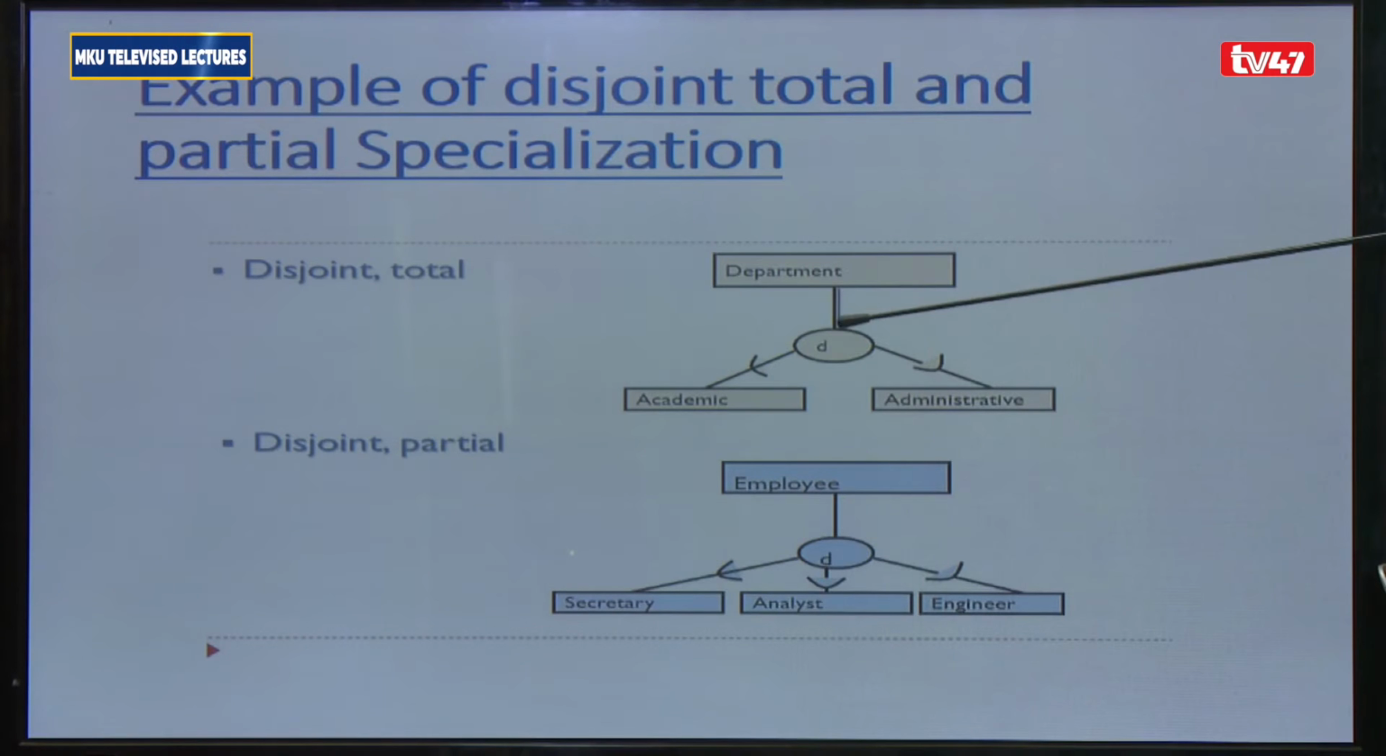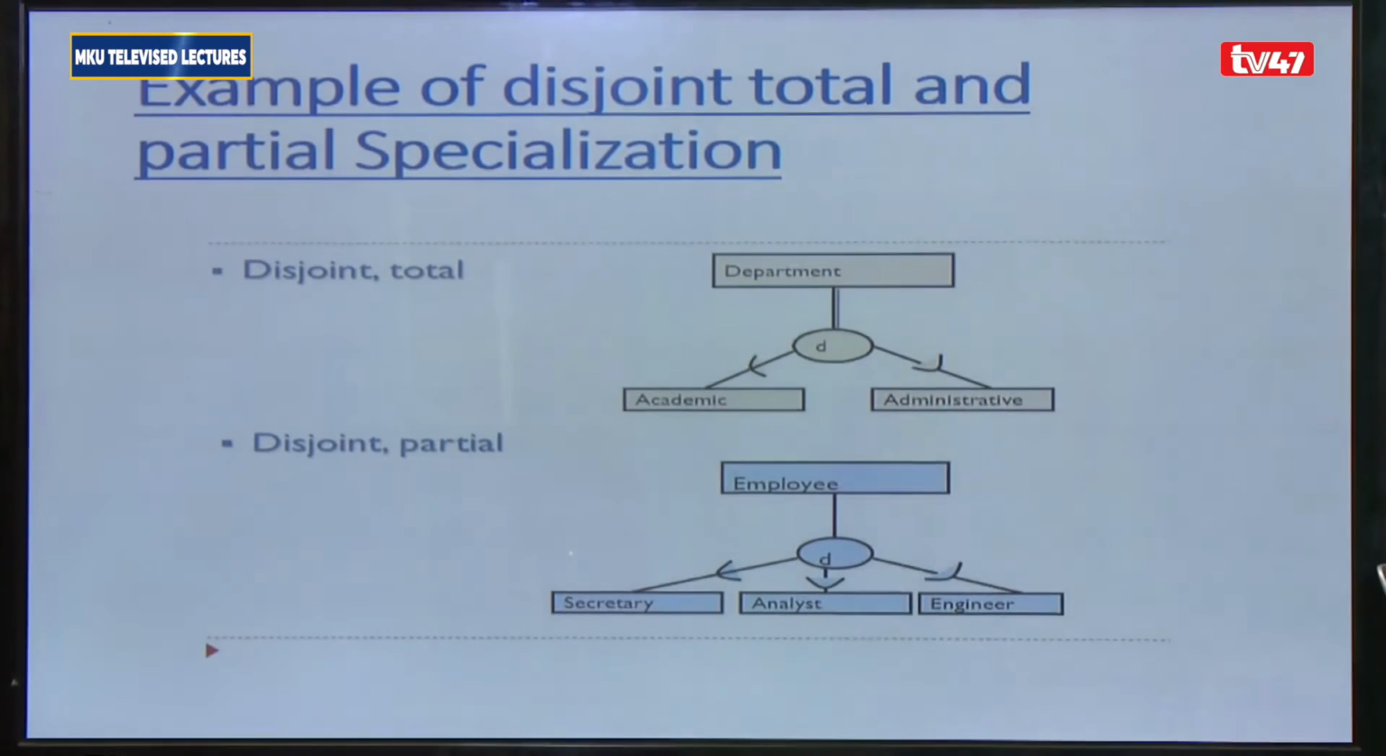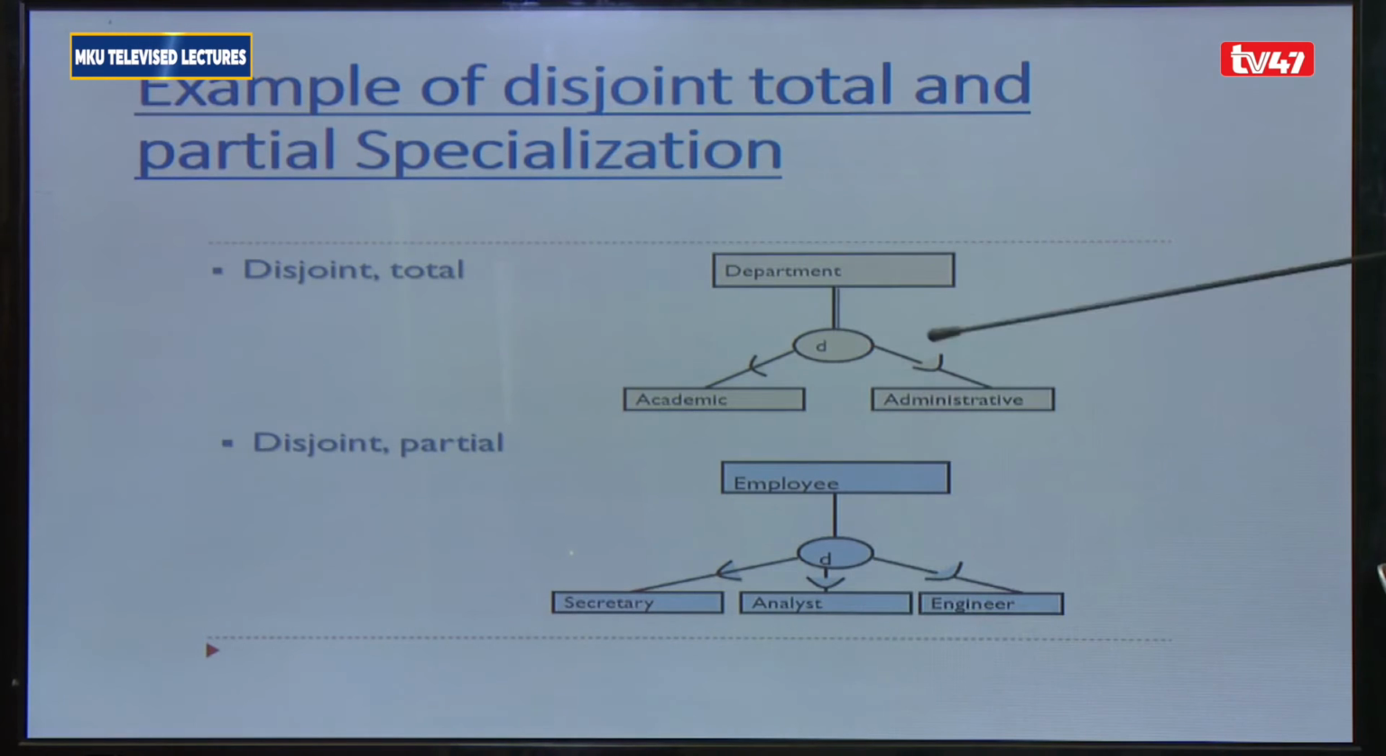Why? Because we have a D. A D here denotes disjoint, which means an entity instance cannot participate in both of these subclasses. Instances must belong to one of these subclasses. So when you talk about the hostel, it's either academic or administrative, not both. Security department cannot be both academic and administrative as far as our business rules are concerned.